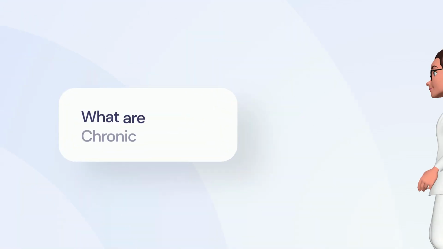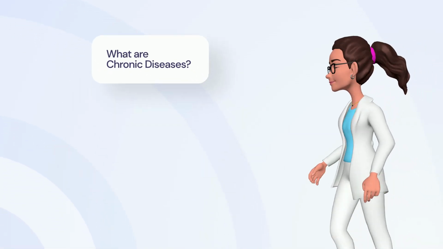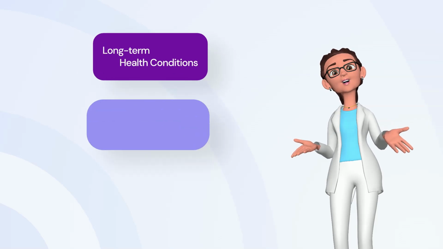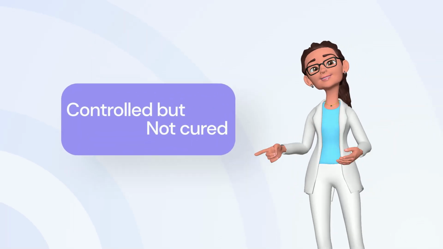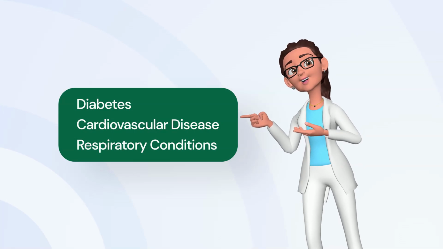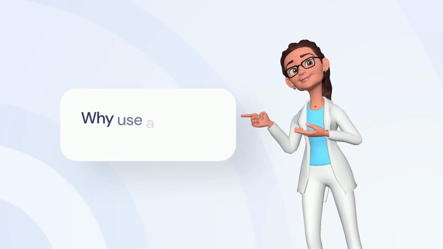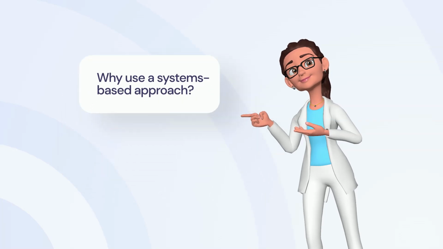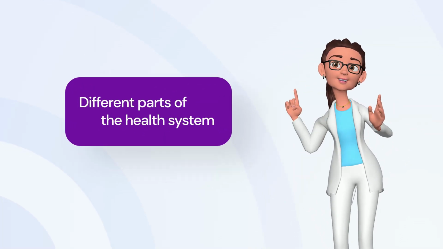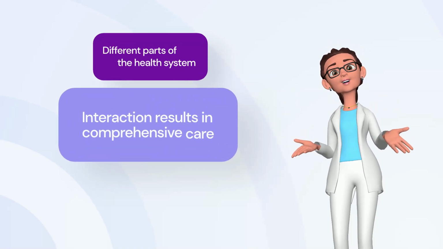What exactly are chronic diseases? Chronic diseases are long-term health conditions that can be controlled but not cured. They include diabetes, cardiovascular diseases, and respiratory conditions. Why do we need a system-based approach for these diseases? It helps us understand how different parts of the health system interact to provide comprehensive care.